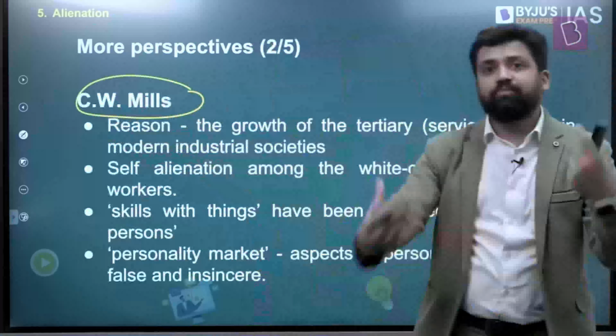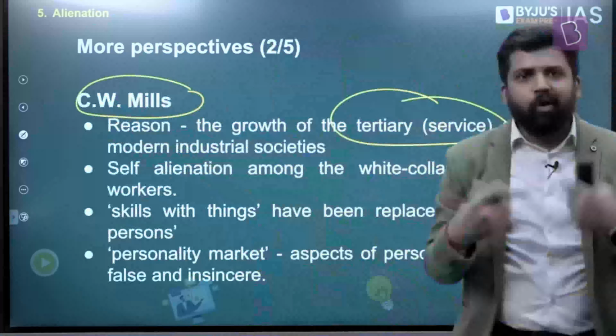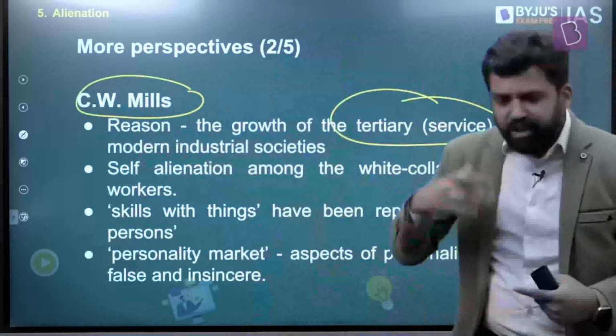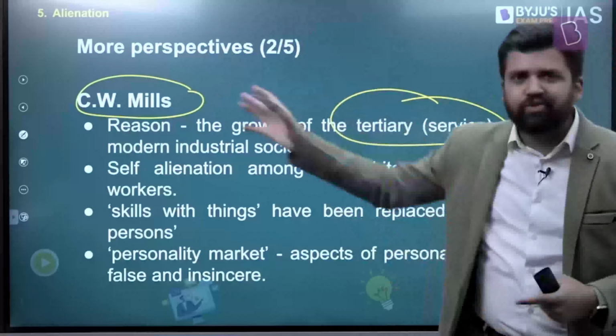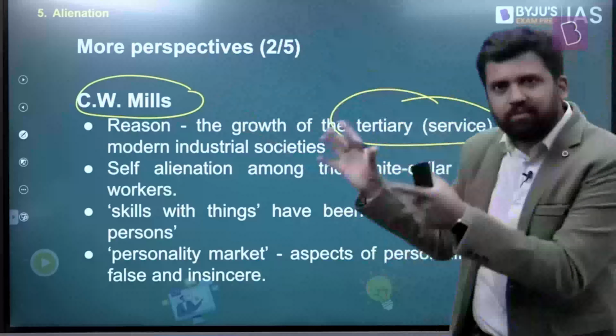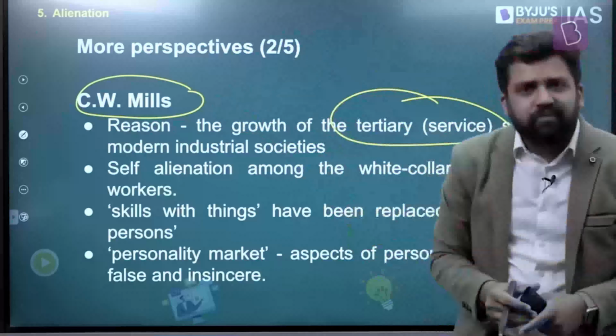C. Wright Mills has a different perspective. C. Wright Mills says that in modern economies, you have the tertiary sector. There is predominance of the tertiary sector, of the services sector. Look at India as well, right? Even though India is not a modern economy, there is a large predominance of the services sector. And if you look at the Western, developed economies, the services sectors are dominant. So the very nature of the services sector leads to alienation.